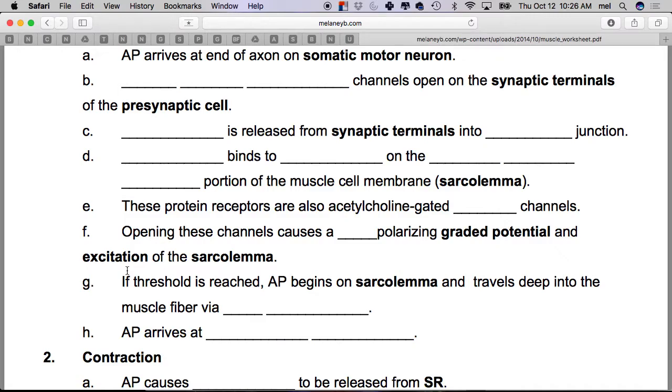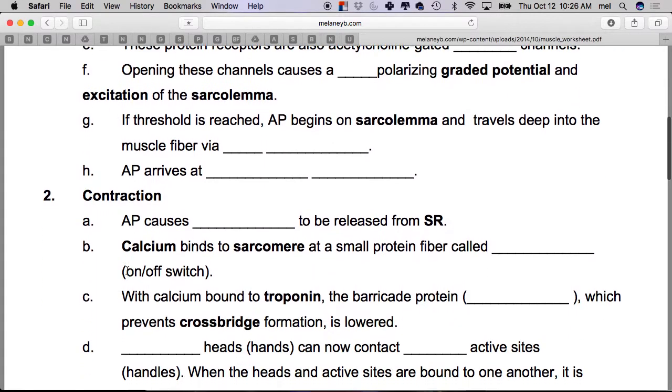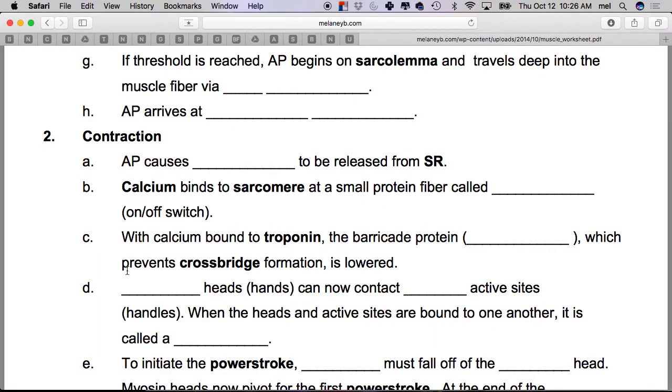So if threshold is reached, the action potential begins on the sarcolemma and travels deep into the muscle fiber via T tubules. Then the action potential arrives at the sarcoplasmic reticulum. And only after that can you get to the contraction phase, because we are going to go back. Action potential causes, Ethan, what to be released from the SR? Calcium to be released from the SR.